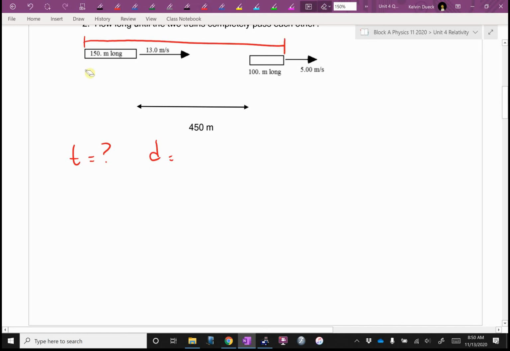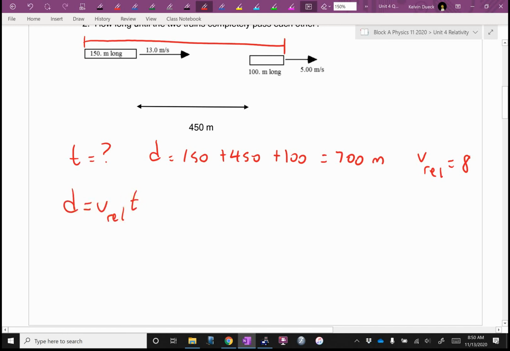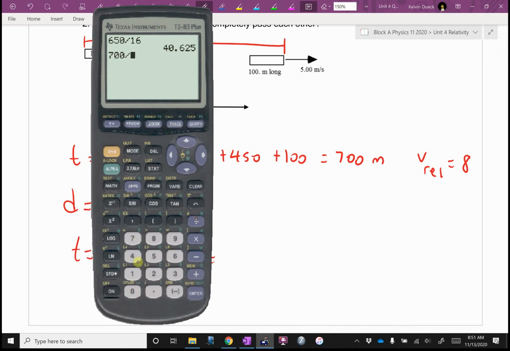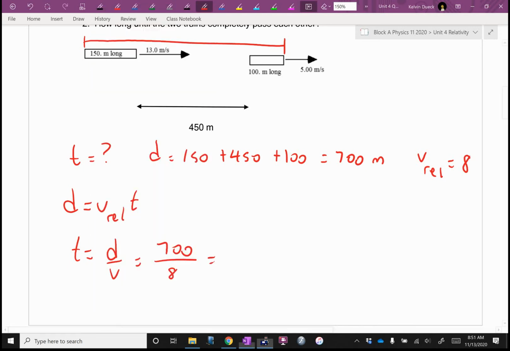that. The back of the back train has to get past the front of the front train. So it's going to be 150 plus 450 plus 100. 150 plus 450 is... the distance 700? And VREL is 8. Yes? So D equals VREL T. T equals D over V. It's going to be 700 divided by 8. 87.5.